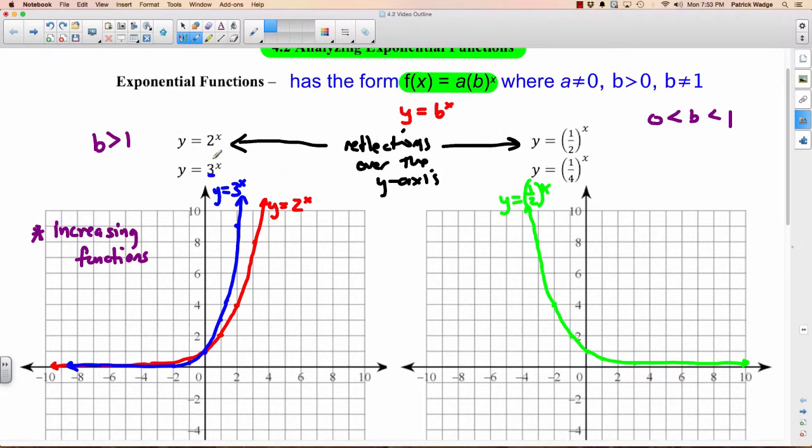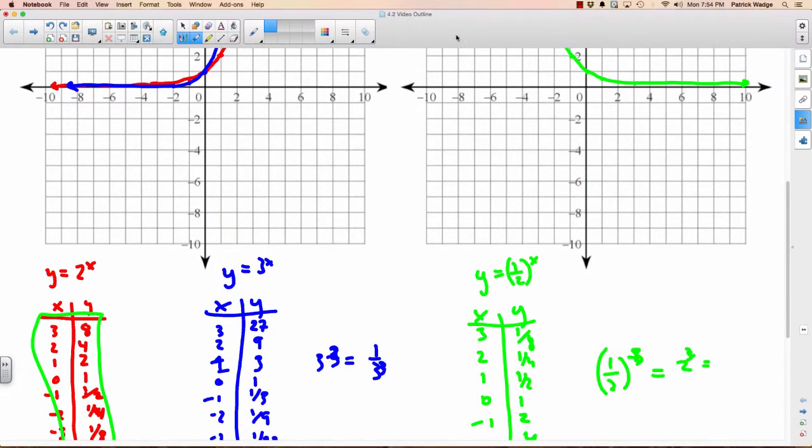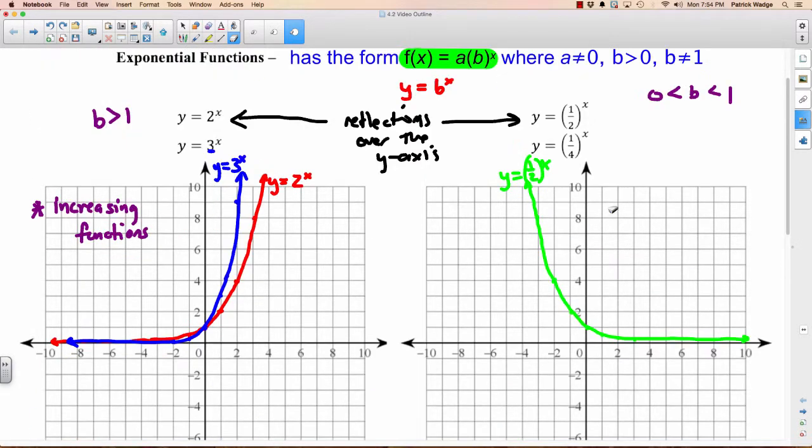So the reflections. What would be the reflection of y equals 3 to the x? It would be y equals 1/3 to the x. But just to mix it up a little bit, I made it y equals 1/4 to the x, just to change it a little bit. So let's do that last one quickly to see what happens when we have a smaller, right, 1/4 smaller than 1/2. What happens when I put a smaller number into this b value here? What happens to the curve?